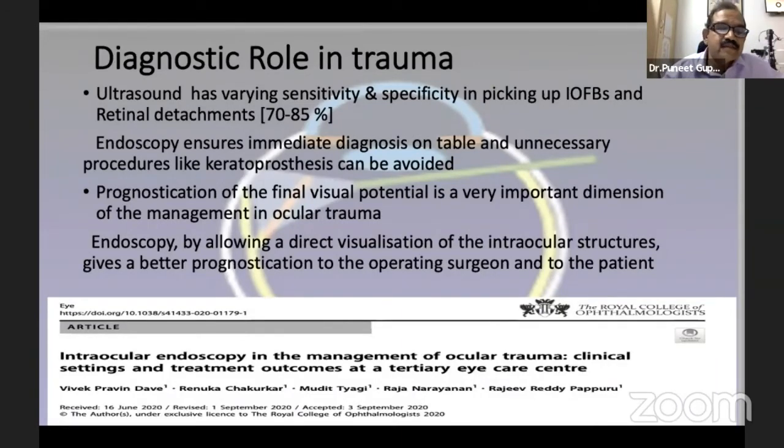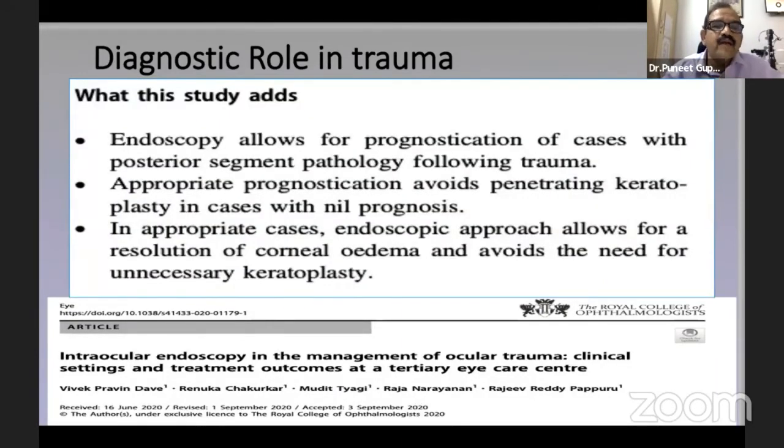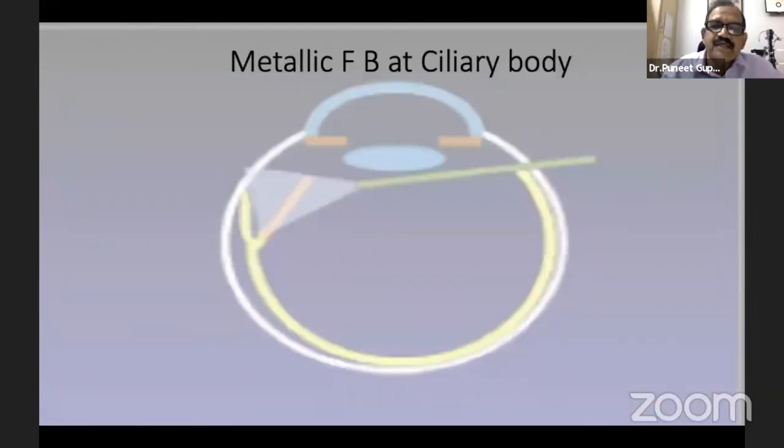Aravind and Prasad have done a surgery in that, and they also add that endoscopy allows prognostication of cases with posterior segment pathology following trauma. Appropriate prognostication avoids surgery in poor prognosis cases, and in appropriate cases, the endoscopic approach allows for resolution of corneal edema and avoids the need for unnecessary keratoplasty.